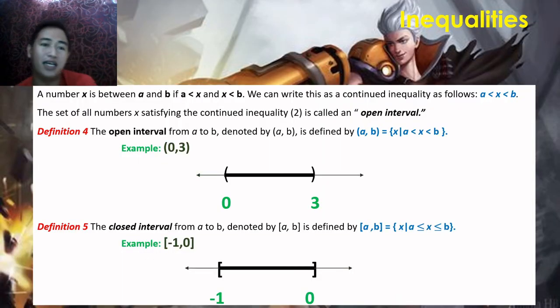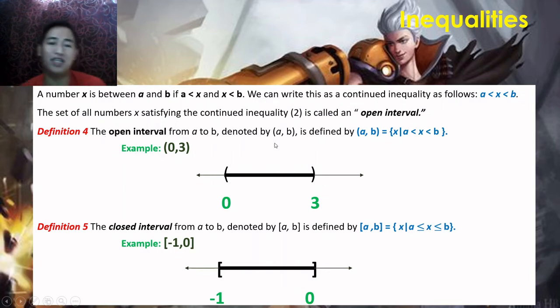So, a number X is between A and B if A is less than X and X is less than B. So, we write this as a continued inequality as follows. A is less than X, less than B. So, the set of all numbers X satisfying the continued inequality is called an open interval.